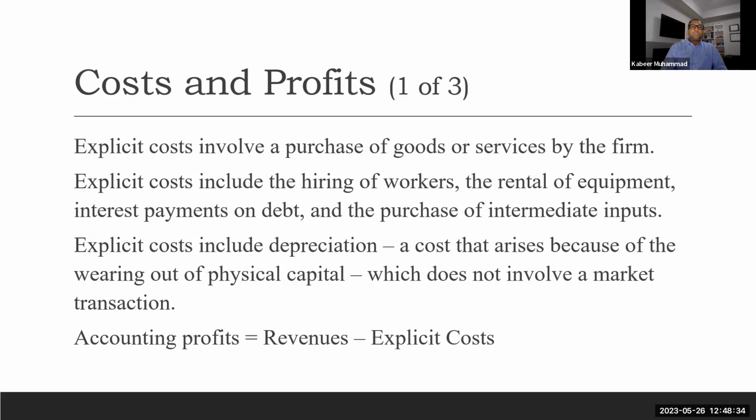Explicit cost also includes depreciation. Depreciation is again a cost in which we divide the capital cost, or the cost of an asset, over its useful life. So it is not fair that we charge the whole cost of an asset in the year in which we purchase it, but we spread it.